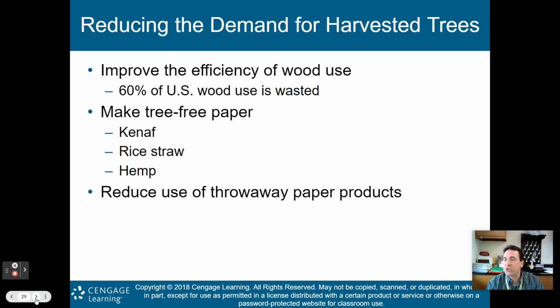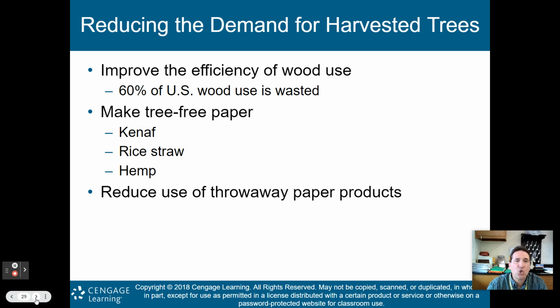We need to reduce the demand for harvested trees as well, and improve the efficiency of wood use. Again, these are all ways, guys, that we can help manage our forests more sustainably. I'm just going through them one by one. All right, reduce the demand, improve the efficiency of wood. 60% of U.S. wood is wasted. Think about that. 60% is wasted, meaning we're only using 40%. If we could even cut that waste in half, think about how much more wood we would have, and how many fewer trees we would have to cut down.